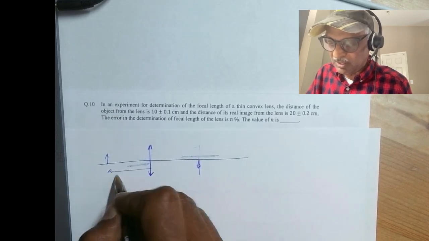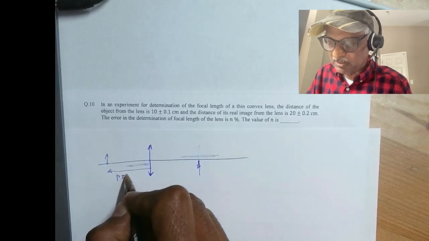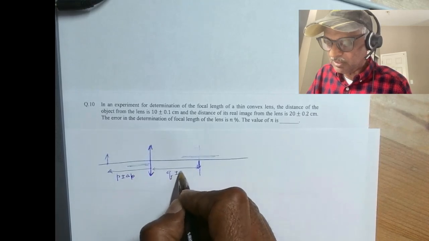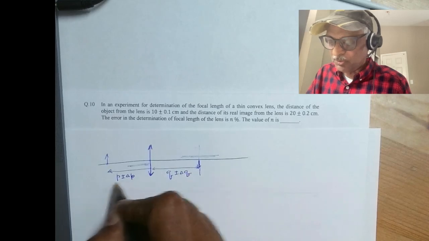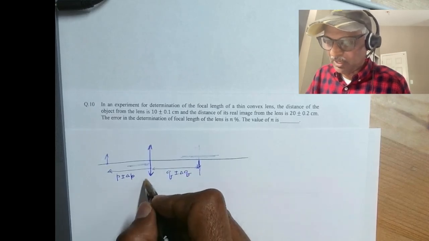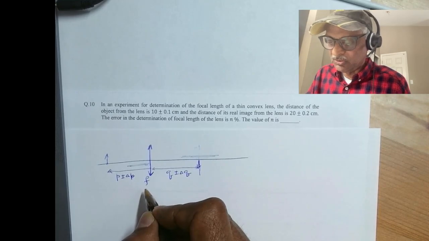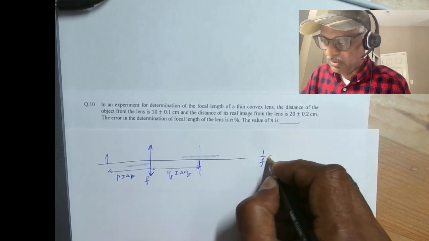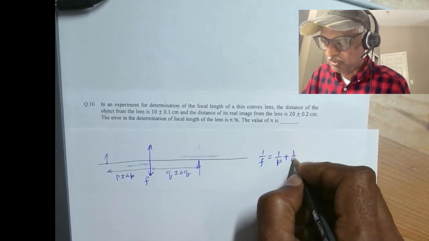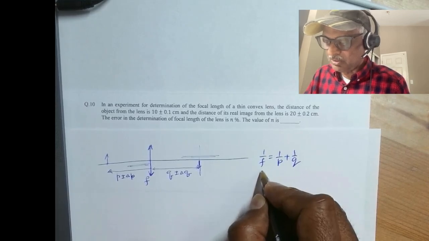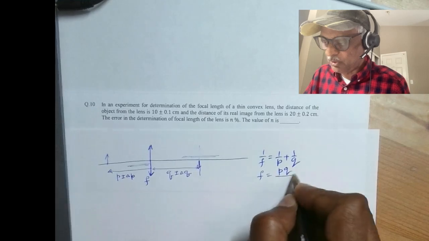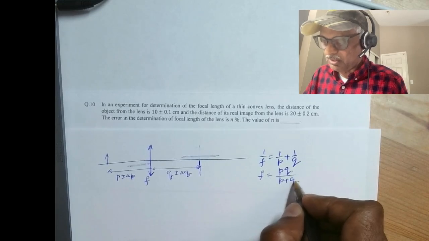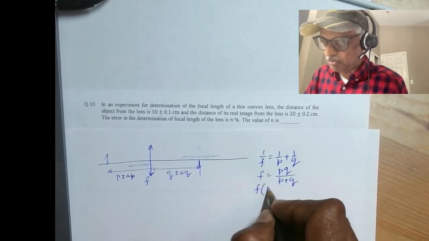When you measure p, you don't get just p, you get p plus or minus delta p, and when you measure q, you get q plus or minus delta q. So how do you get f? You have to do the calculation using 1 over f equals 1 over p plus 1 over q. So f is going to be pq over p plus q. You can see f is a function of p and q.